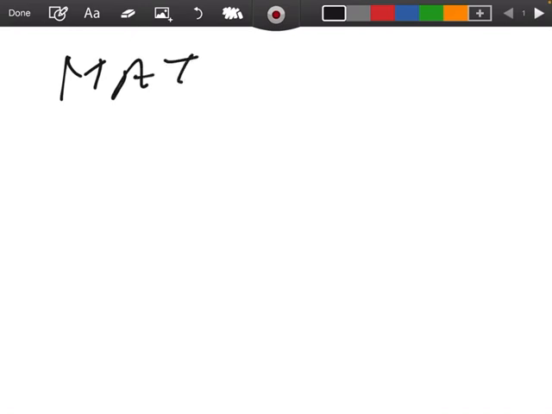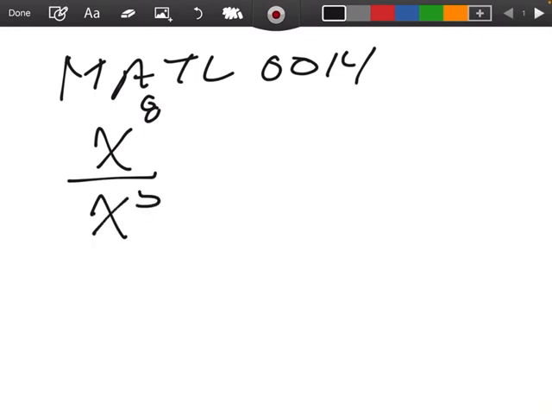One of our classmates asked a question about negative exponents or the quotient rule, out of 12.1. So this is again for MATL 0014, right? And so the question was, when we have something like this, I'm just going to make up a problem here, y'all. X to the 8th divided by, say, x to the 5th.